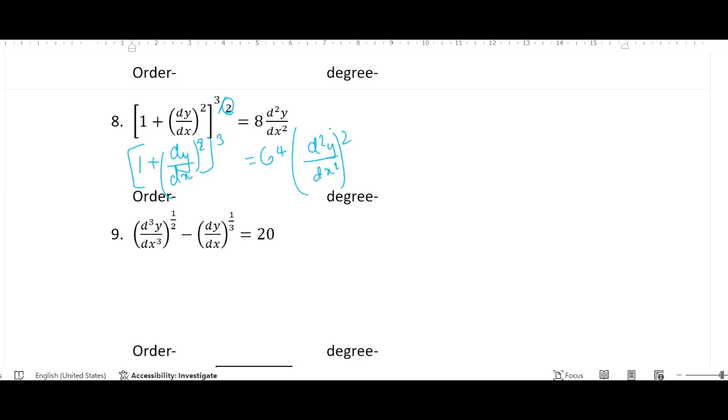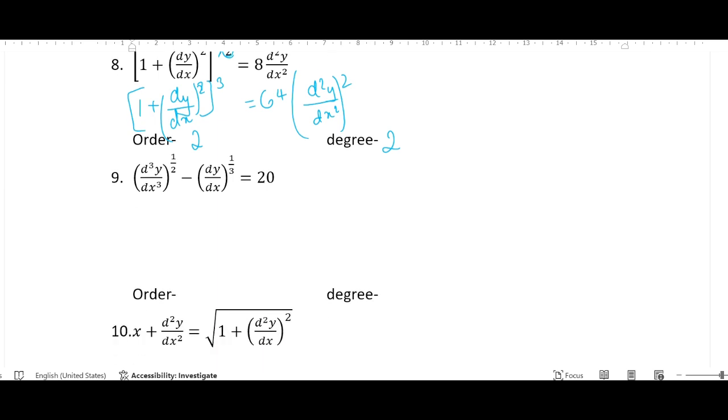So now, what is the order? You see a second differential over here. So the order becomes 2. What is the degree? The power of the second differential is 2. So the degree becomes 2.